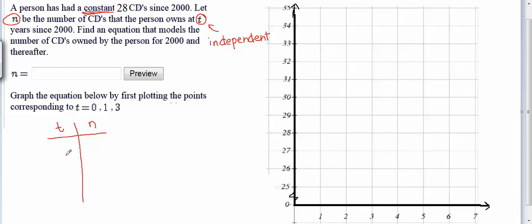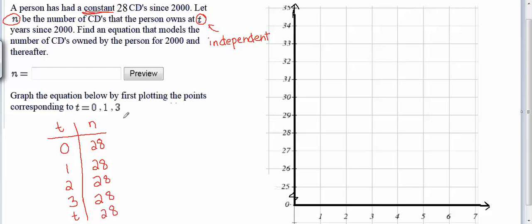And so let's think about, we can always fill in our table with some first values. The value of 0 is representing the year 2000. How many CDs did that person have in the year 2000? They had 28 CDs. If we try t equals 1, and you could fill in just kind of get a trend there. In 2001, they still had 28 CDs. 2002, they still had 28. In 2003, still 28. So we're starting to get the feeling that it doesn't matter what we plug in for t, our n will always be 28. And that's true. In fact, even when t is some random variable t, n is going to be 28.